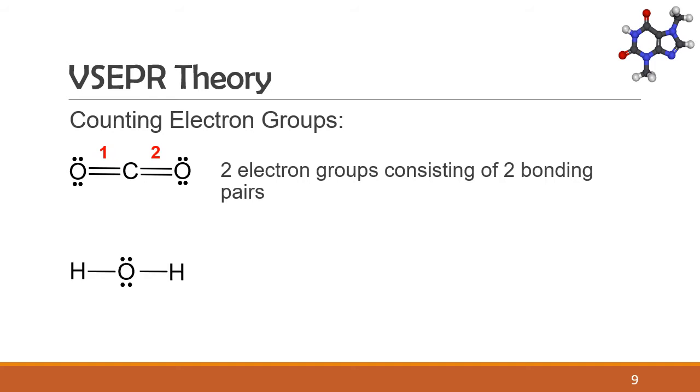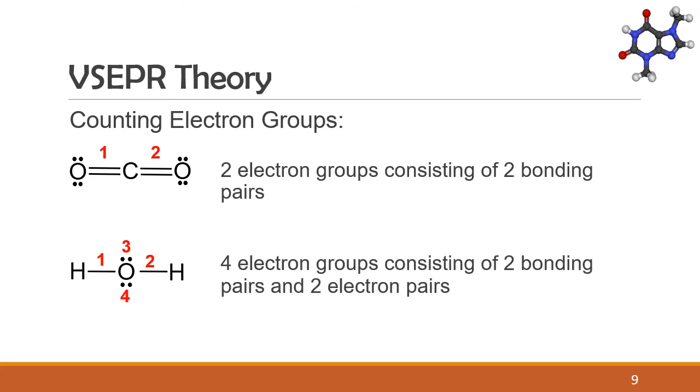How many electron groups does the water molecule have? Let's consider only the electron pairs around the central atom oxygen. Oxygen shares 2 single bonds with 2 hydrogen atoms, so it has 2 bonding pairs. It also has 2 lone pairs of electrons. So, in total, there are 4 electron groups around the oxygen atom.